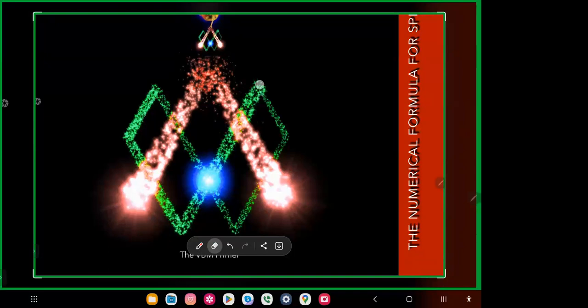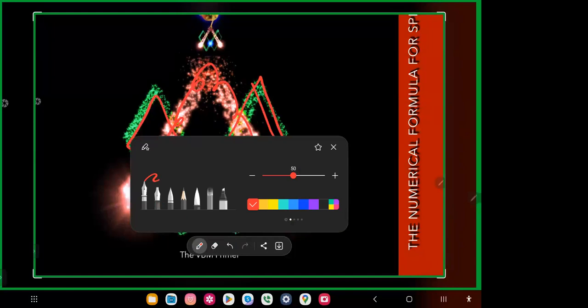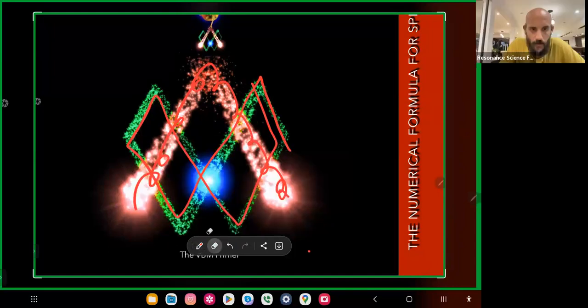This symbol is perfection. It is a part of everything.